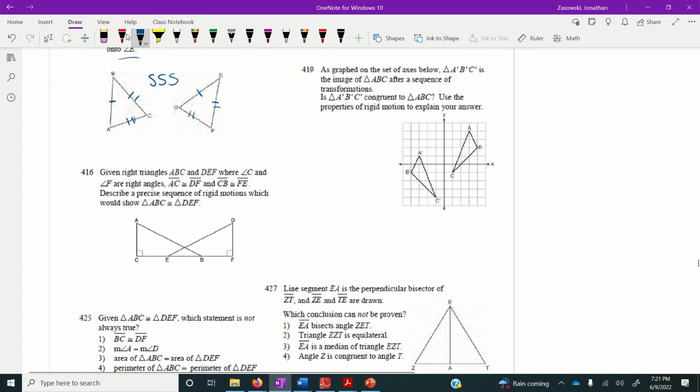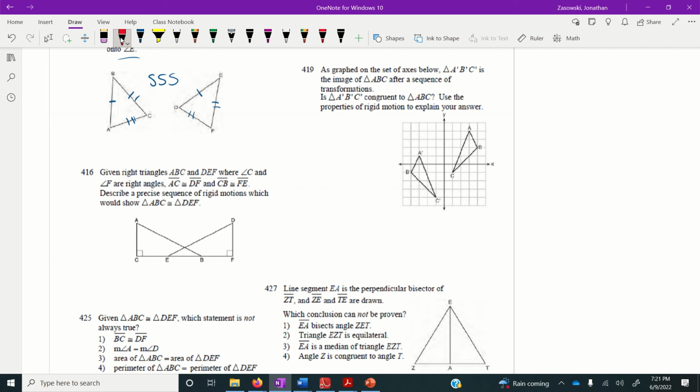Okay, 419. On the set of axes below, triangle A prime, B prime, C prime is the image after a sequence of transformations. It doesn't say what they are, but you can look at it and kind of get the idea of what they would be. Use the property of rigid motion to explain your answer. Are they congruent?